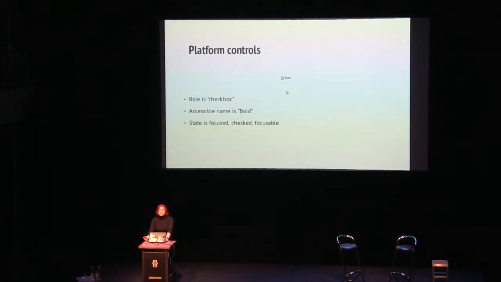It has a label, or an accessible name, of bold. That's the visible text label. It's the thing that tells us what this checkbox does as opposed to any other checkbox in the interface. And lastly, we can find out something about its state. It can be focused on, it is focused on at the moment, and it's also checked.